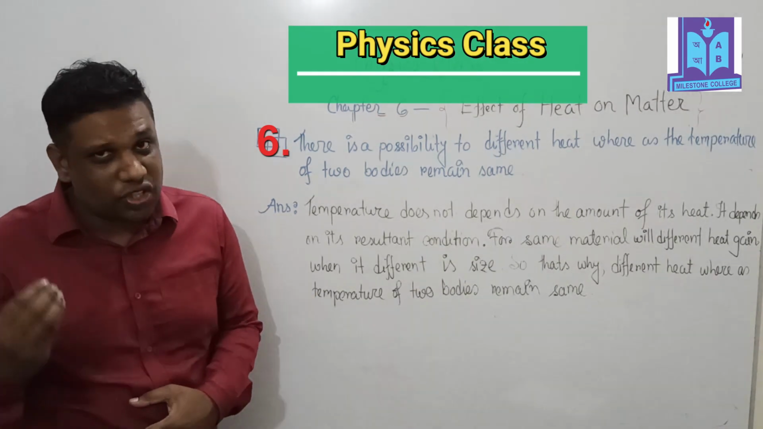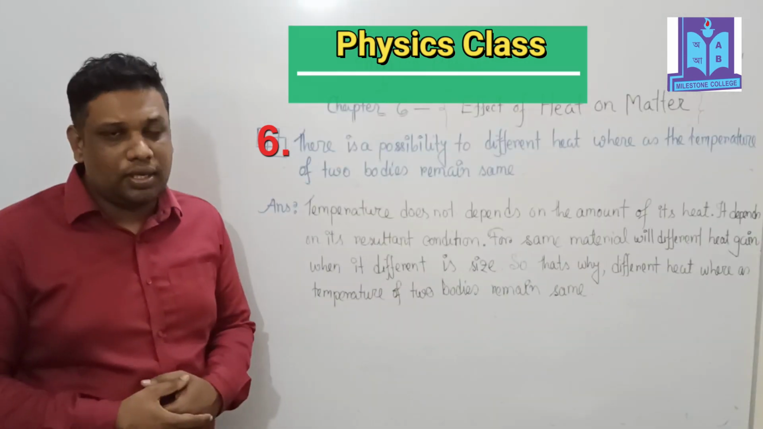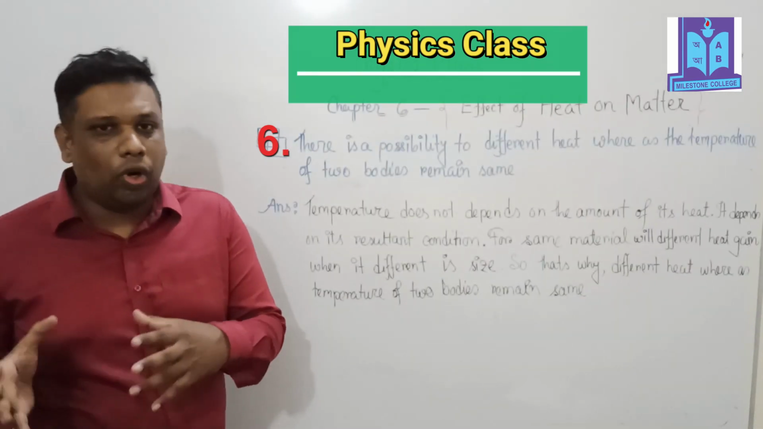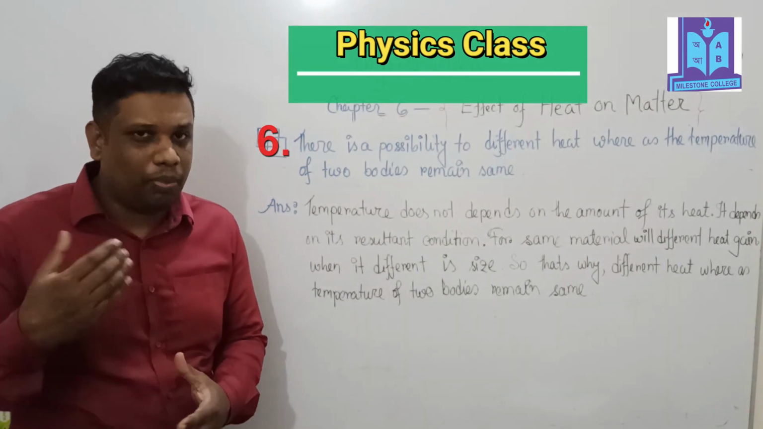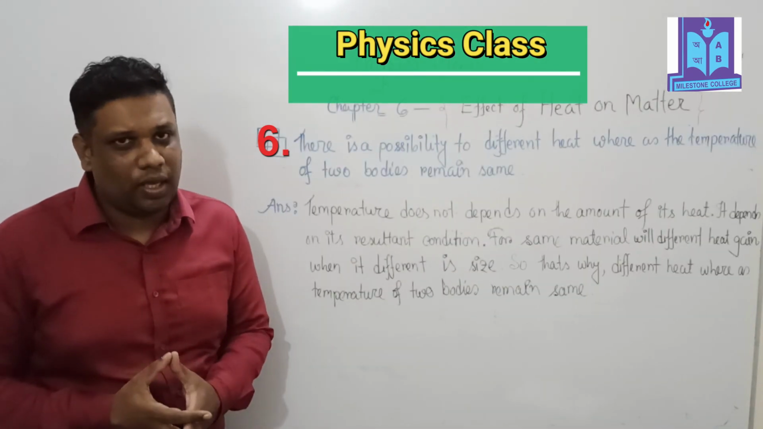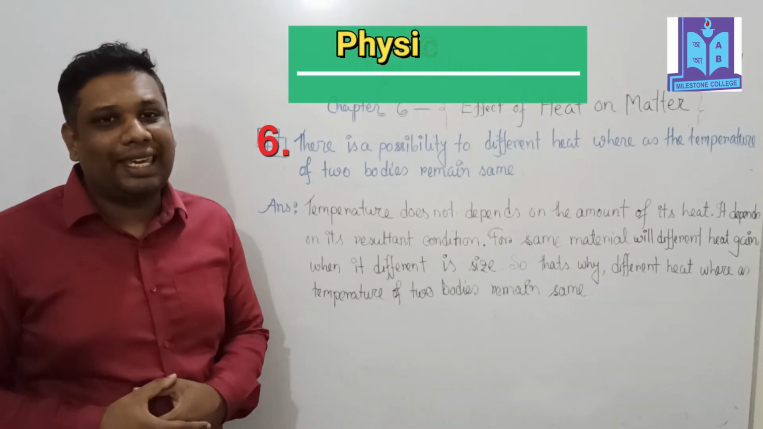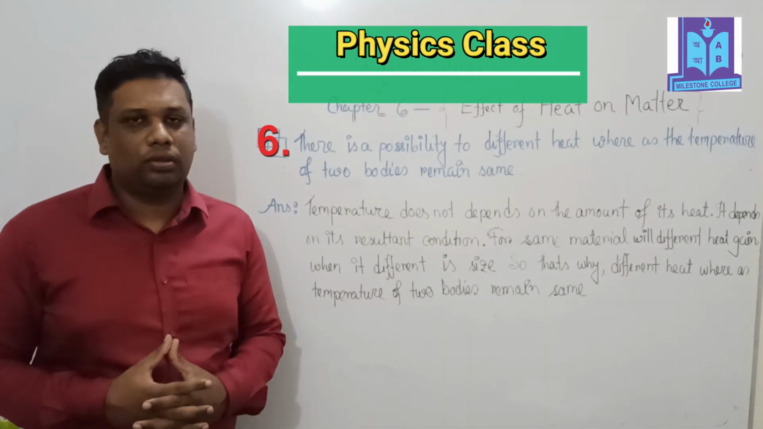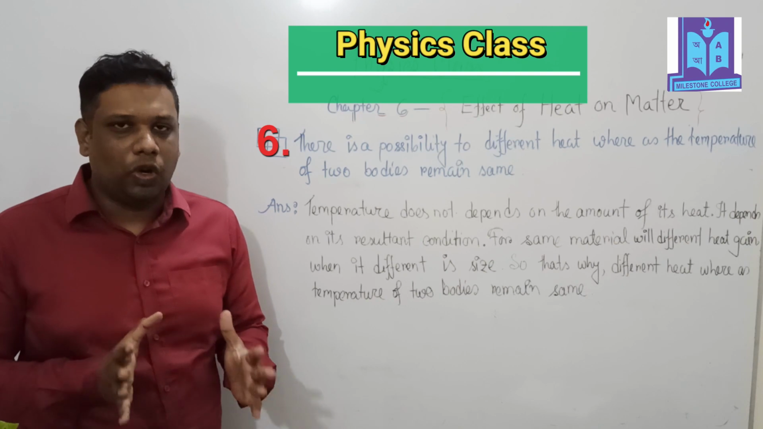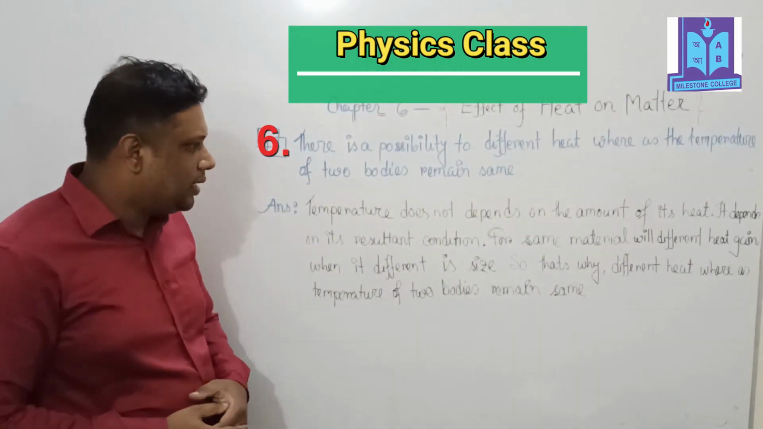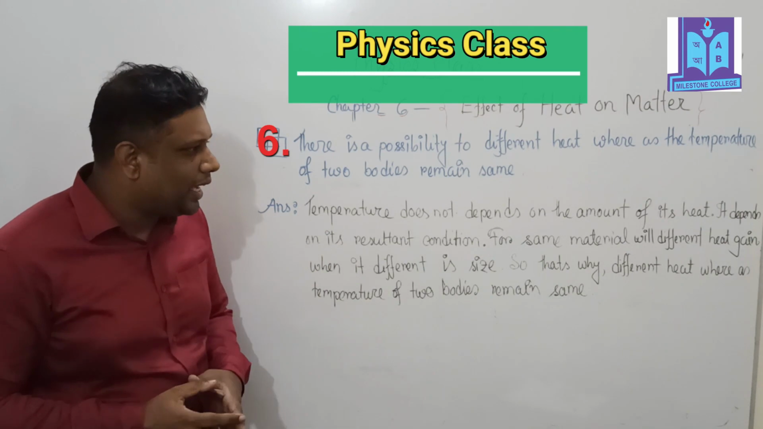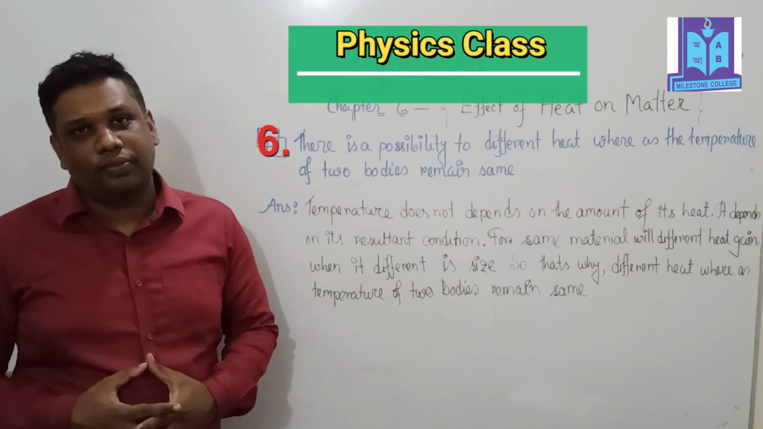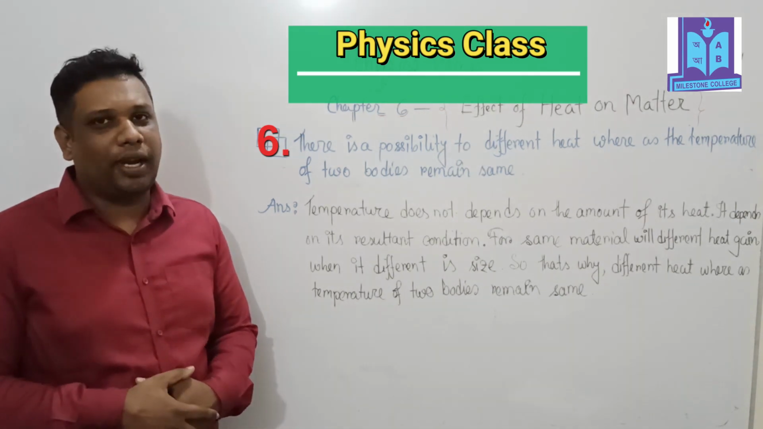When it differs in size, this is the main condition. Suppose a football or a tennis ball. Both bodies' temperature, suppose, is 10 degrees Celsius. But a tennis ball will absorb less heat than a football. This is the example. So keep in your mind, that's why there is different heat whereas the temperature of two bodies remains the same. This is the answer to this question, my dear students.